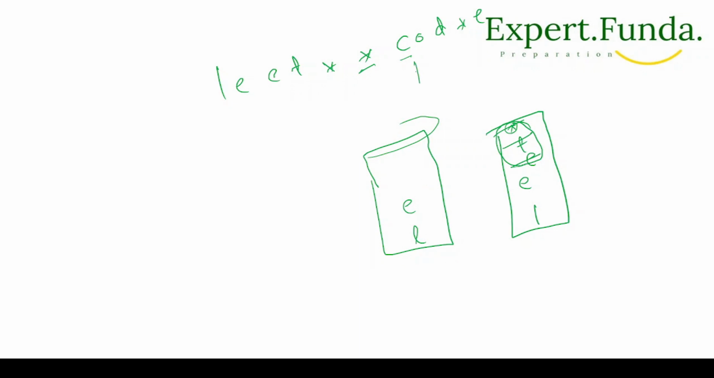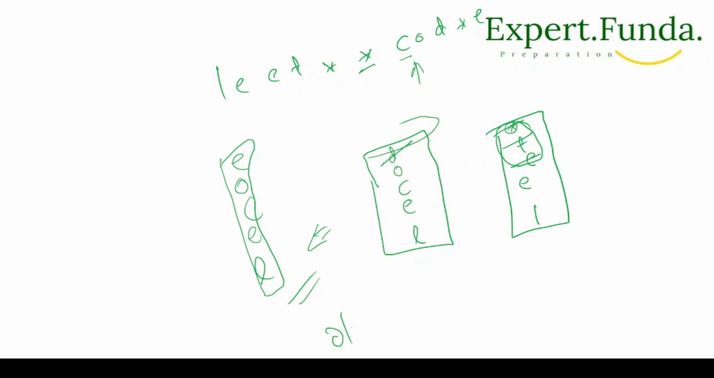Now this C will come. So we'll put C, O and D. Next time star will come. Now star will come, we'll remove D. Now what will come? E. So now how will it look? L, E, C, O, not D, it will be E. So this is your final output, and we will show this as the output.